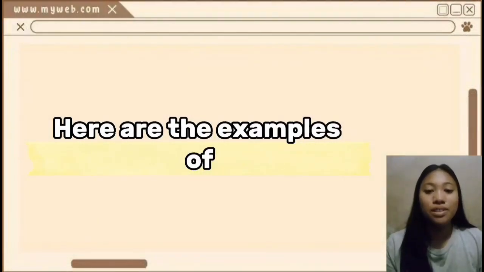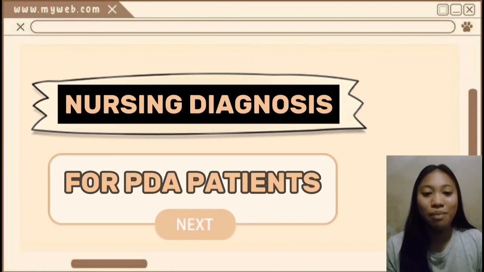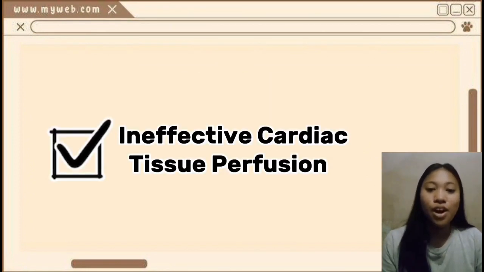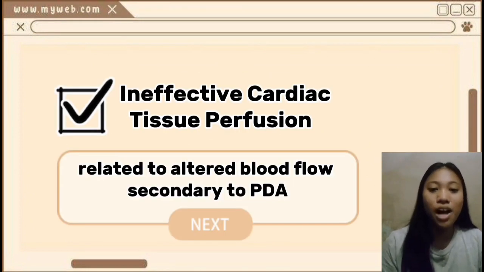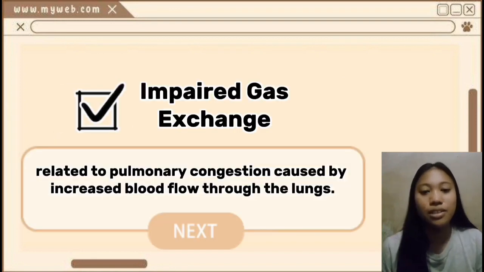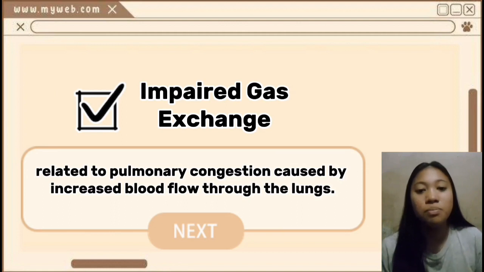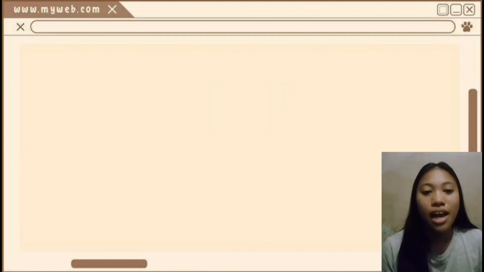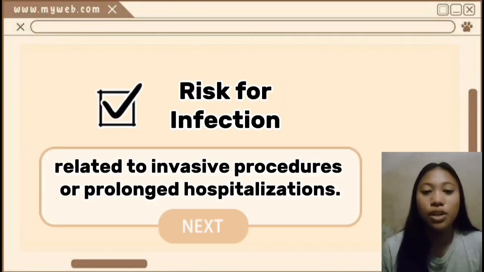Here are examples of a nursing diagnosis for PDA patients: ineffective cardiac tissue perfusion related to altered blood flow secondary to PDA, impaired gas exchange related to pulmonary congestion caused by increased blood flow through the lungs, and risk for infection related to invasive procedures or prolonged hospitalization.